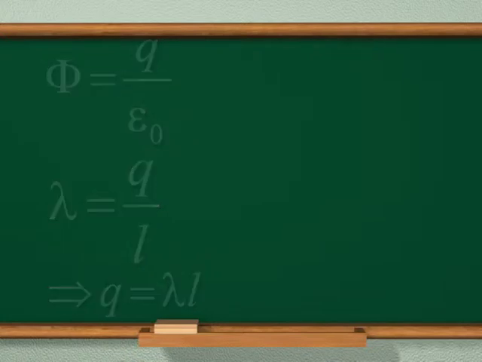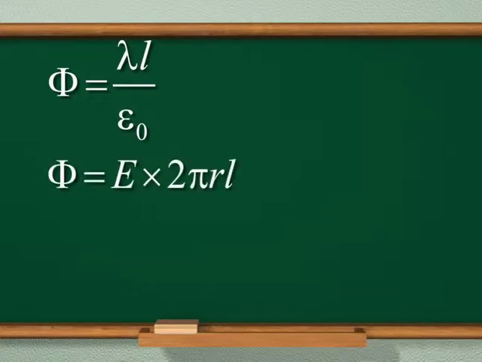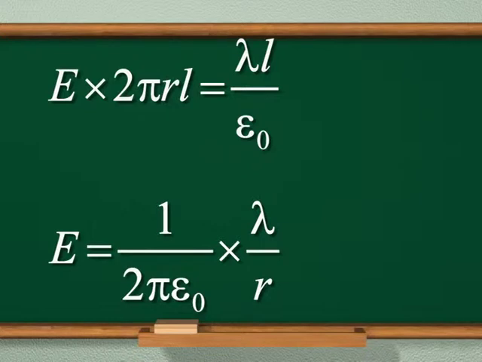Therefore, we have capital phi equal to lambda into L by epsilon naught. Comparing the two equations, capital phi equal to E into 2 into pi into rL and capital phi equal to lambda into L by epsilon naught, we get E into 2 into pi into rL equal to lambda into L by epsilon naught. Simplifying this, we get E is equal to 1 by 2 pi epsilon naught into lambda by r.